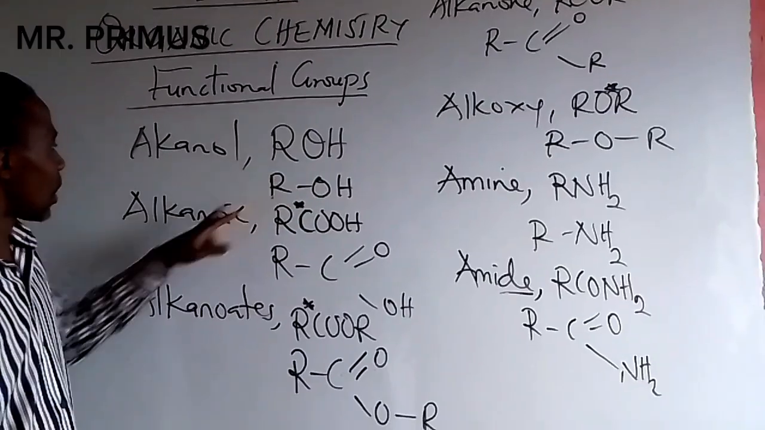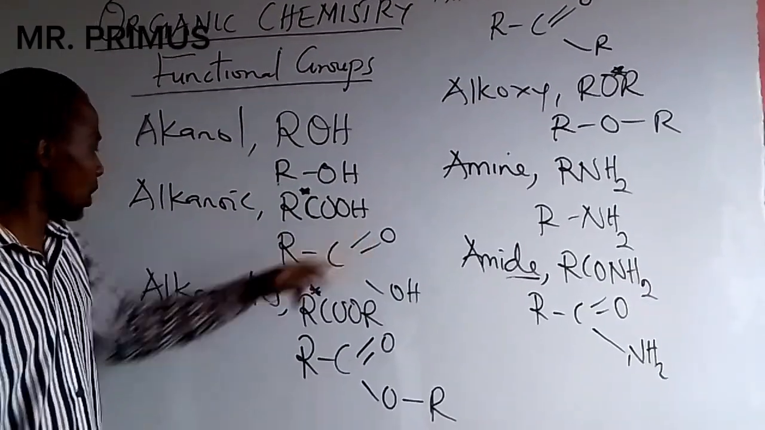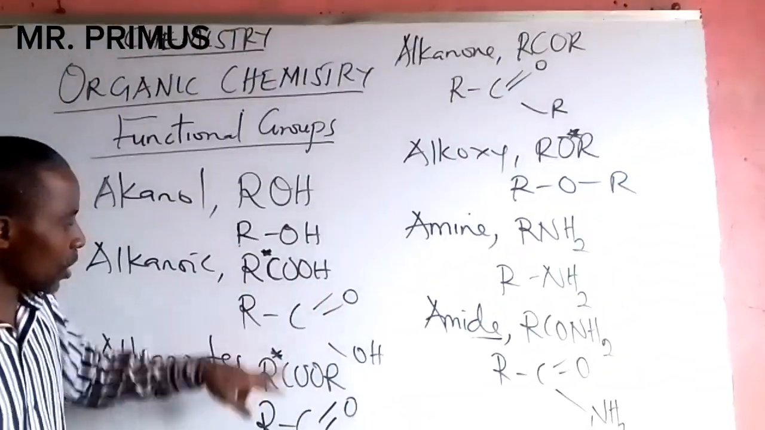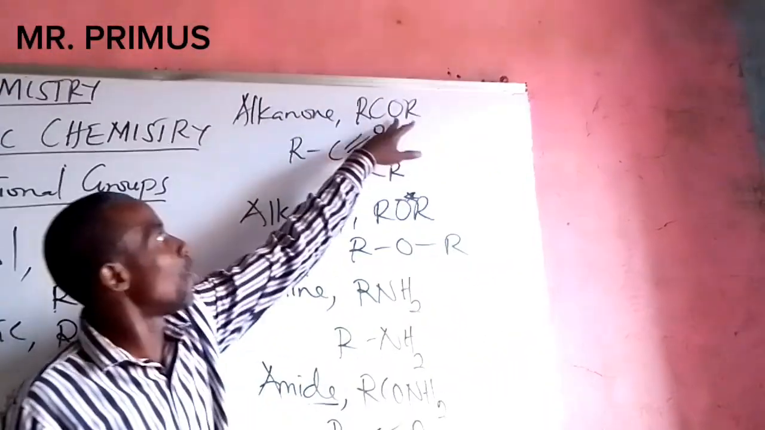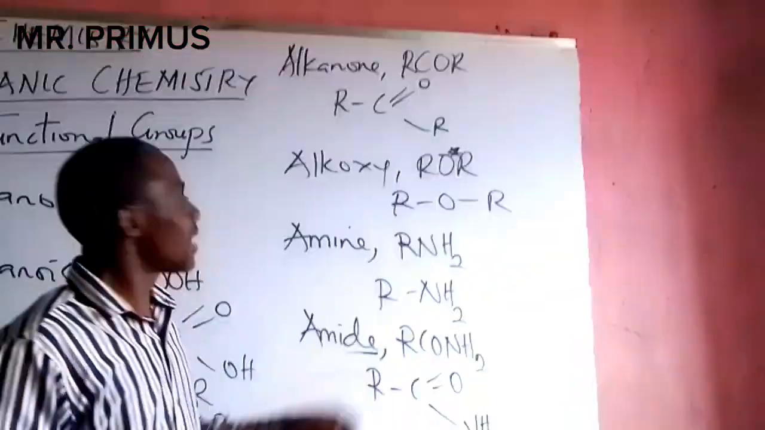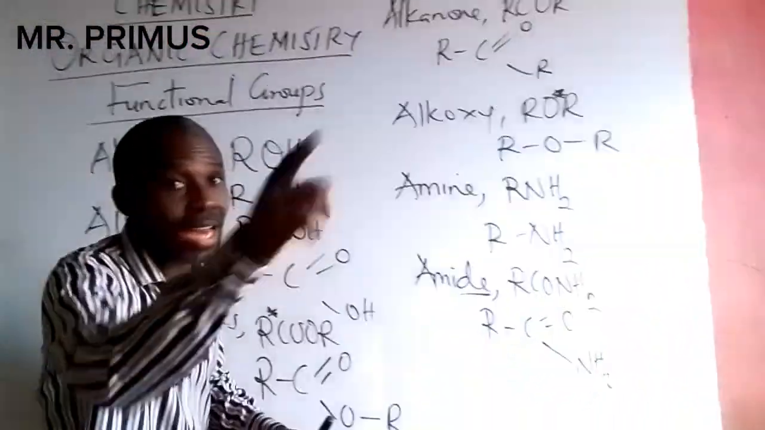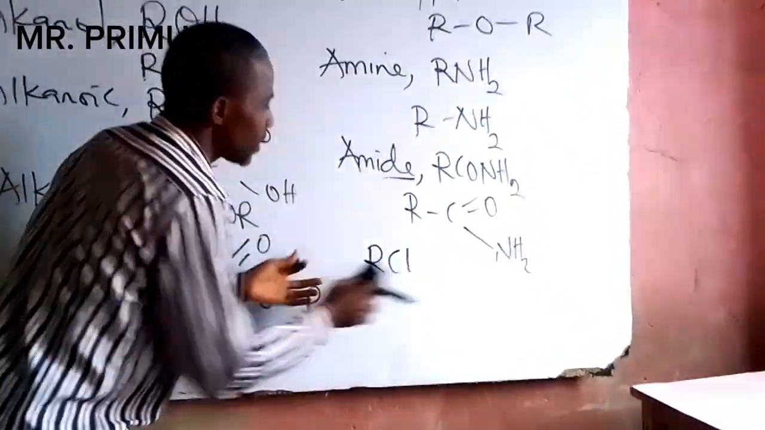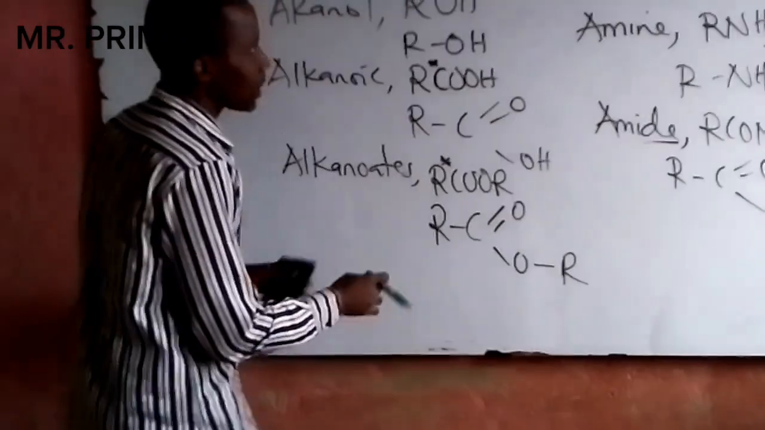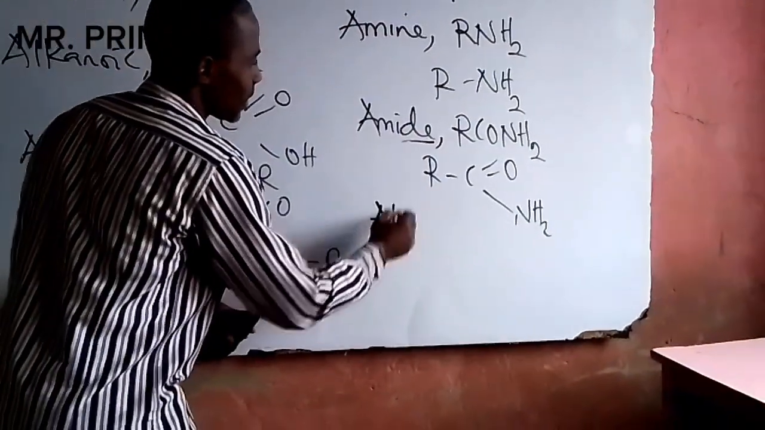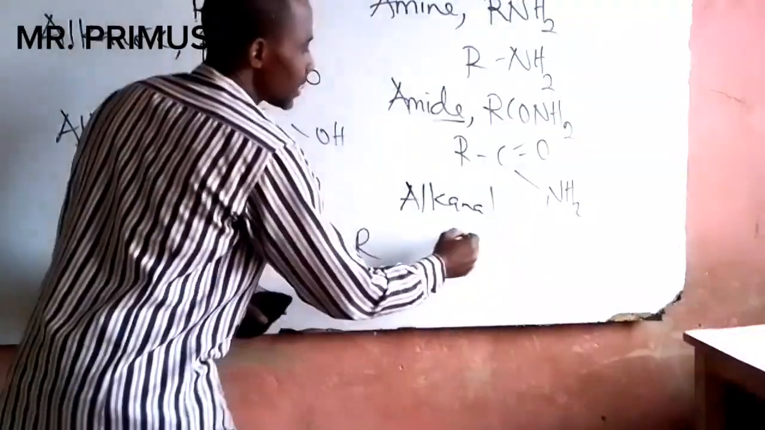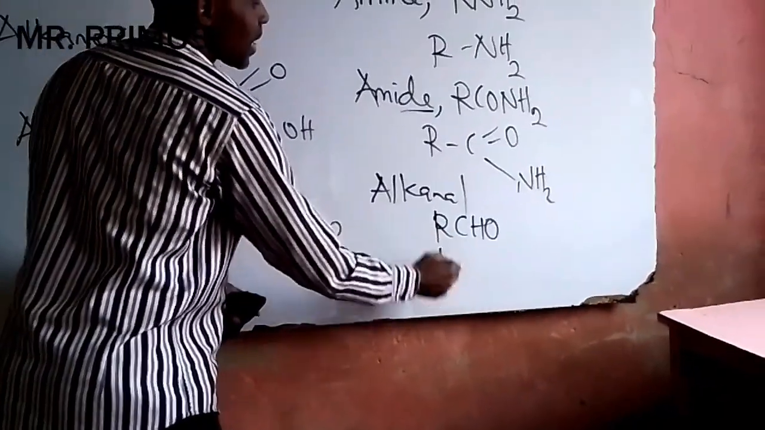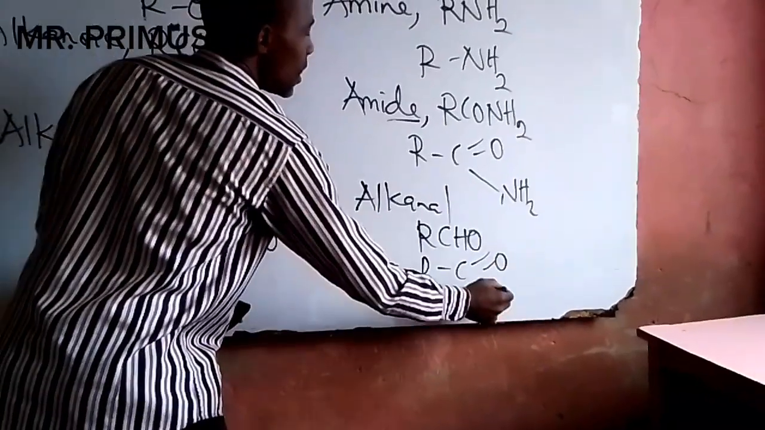R, alkanol, alkanoic, R-C-O-O-H, alkanoic, alcohol, that is what I call it, O-H, like this. Alkanol, O-R, oxy. There's an alkanal. Let me give you alkanal, R-C-H-O. Let me write it. Alkanal, sorry. So this one is R-C-H-O, R-C-H-O. That is R-C-O-H.